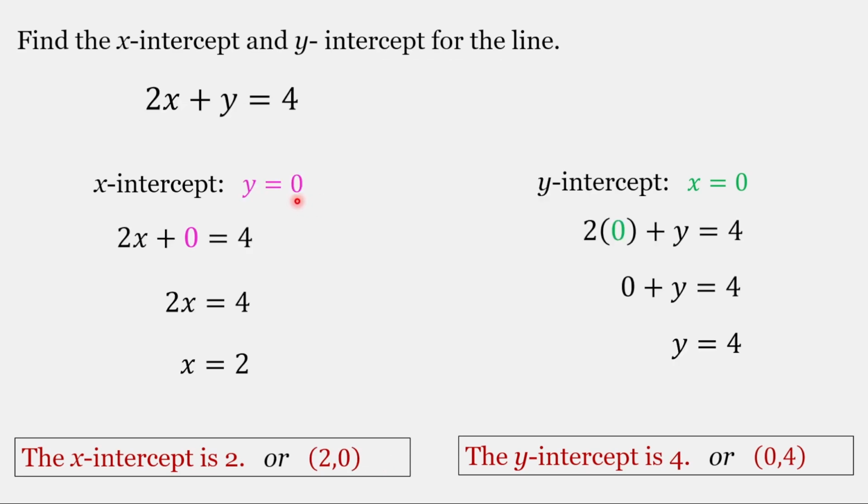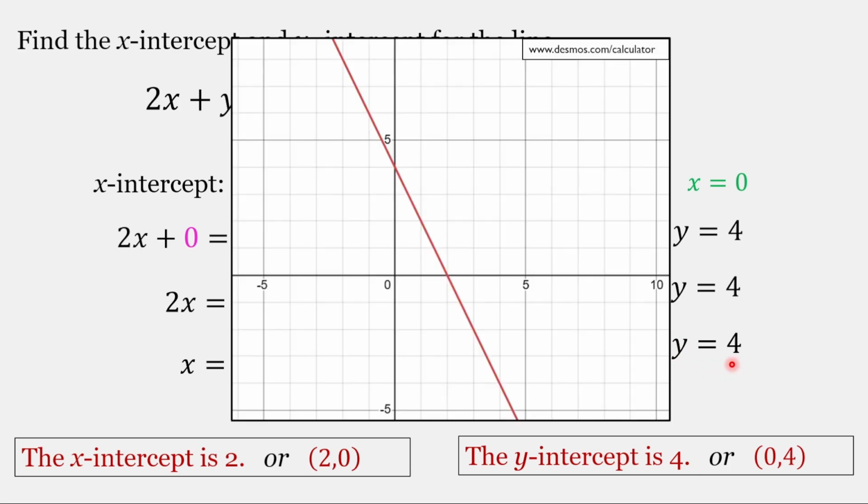For this second problem, to find the x-intercept, we set y equal to 0 to get our x value of 2. To get the y-intercept, we set the x value equal to 0 to get our y value of 4. And then looking at this graph, we have a y-intercept of 4. This is at 0, 4. And an x-intercept at 2, 0.